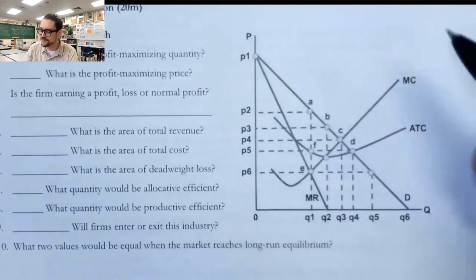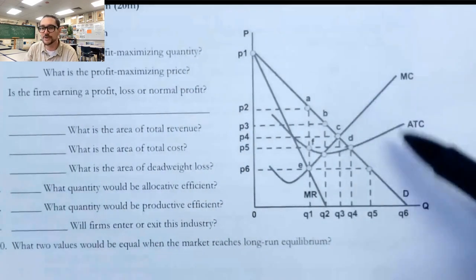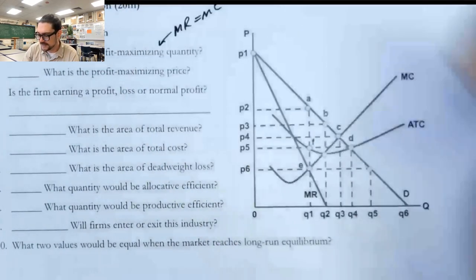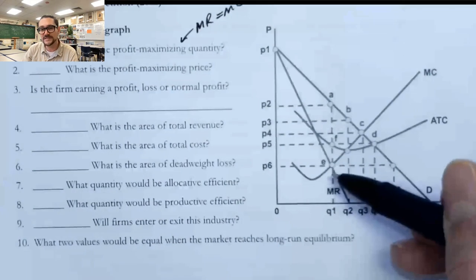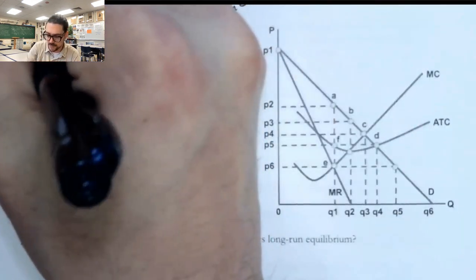So let's get started. The first question just says, what's the profit maximizing quantity and then the price? So we're going to look on this graph for where MR equals MC is. So I'm going to put that MR equals MC. And we're going to find MR equals MC here at point E. We always have to remember, if it's asking for a quantity, we're going to go down to the quantity axis. So that's going to be Q1.